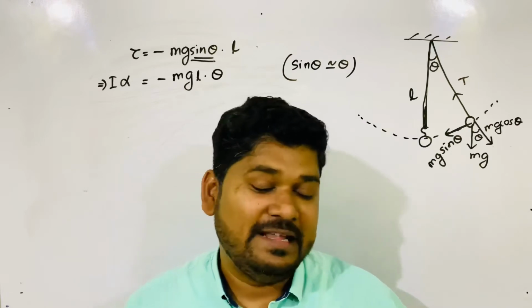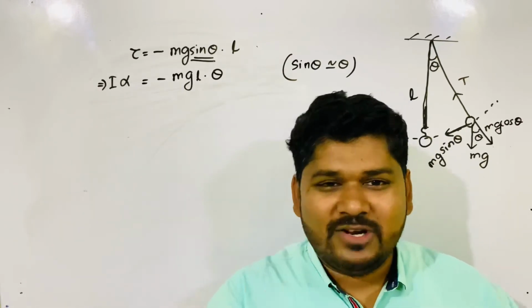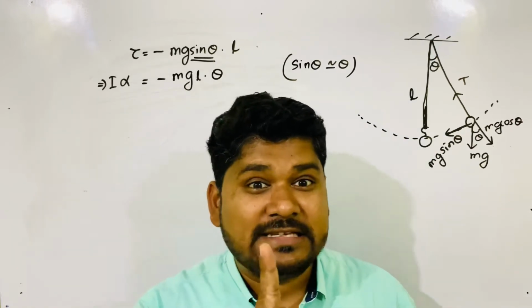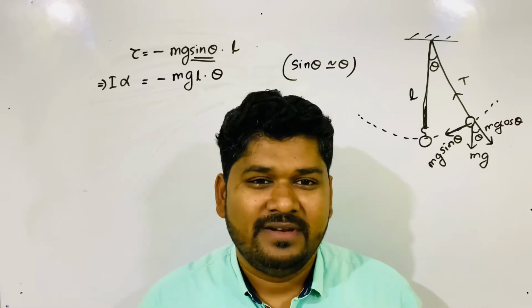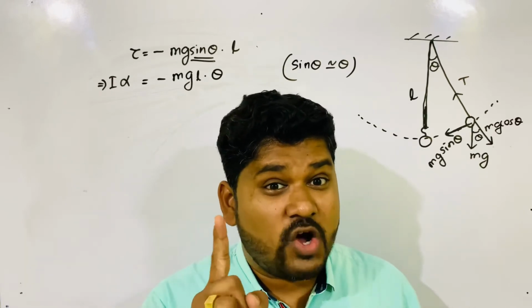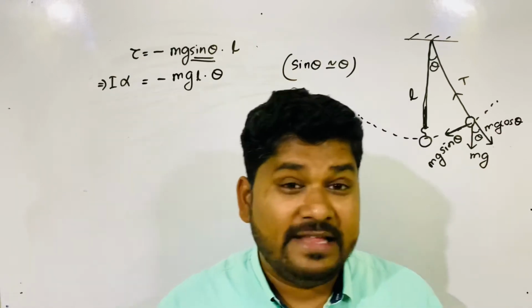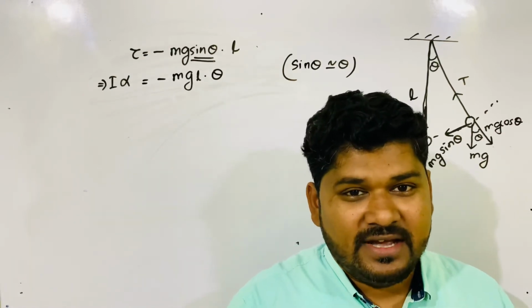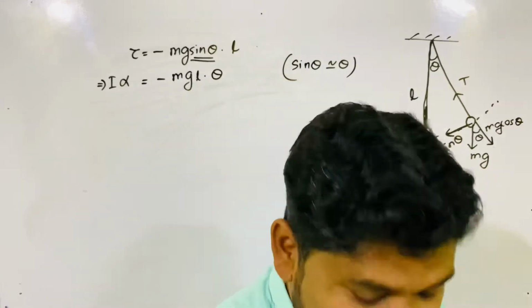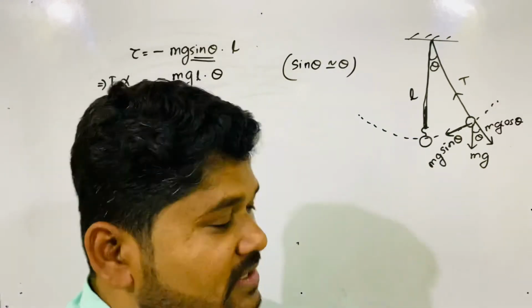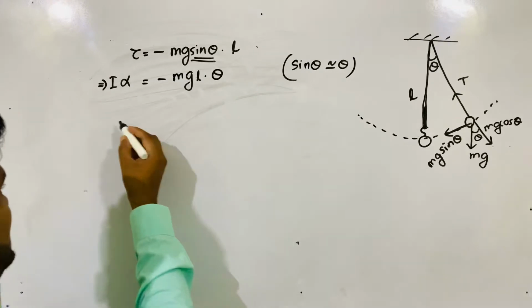But in that case, this pendulum is not executing SHM. Remember, in that case the pendulum is oscillating, but the oscillation is not simple harmonic when theta is large. The pendulum executes simple harmonic motion only when theta is small, for a small angle of theta.